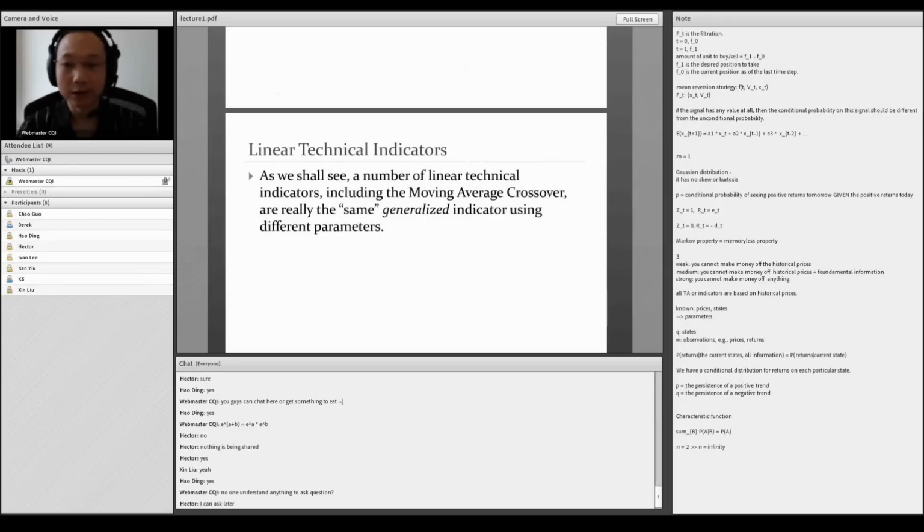Basically, what I'm trying to say is that all the linear technical indicators are really the same strategies, but they have different parameters. Say moving average crossover and exponential moving average or momentum strategies, they are in fact the same strategies, except that they have different parameters. We're going to see that. So let's define what a linear technical indicator means. A linear technical indicator, or a linear predictor, because a technical indicator is a trailing signal, so it's making predictions. So we can call it a linear predictor.